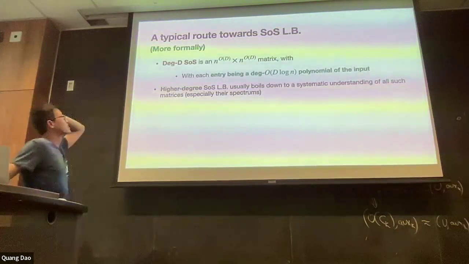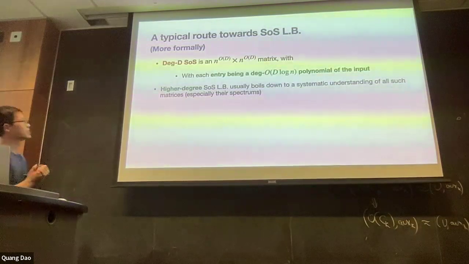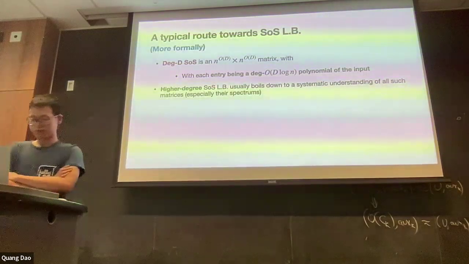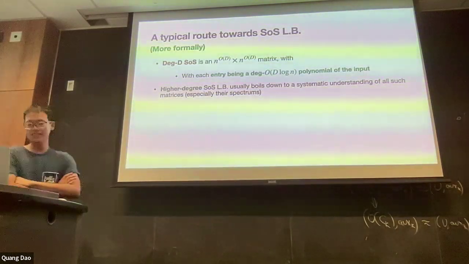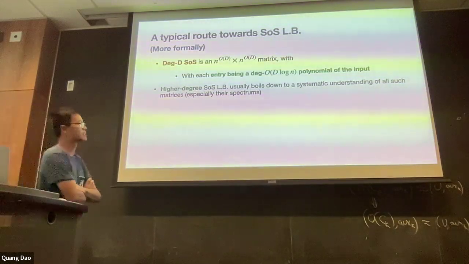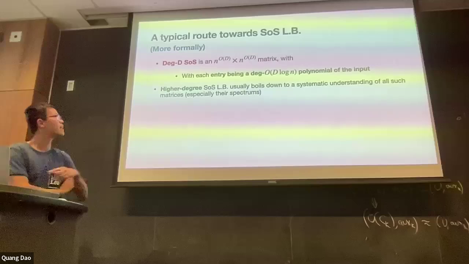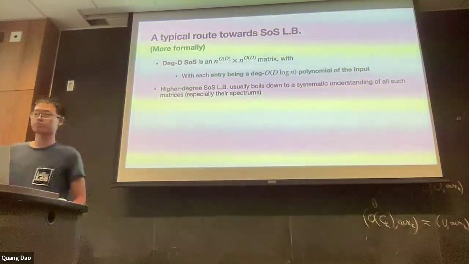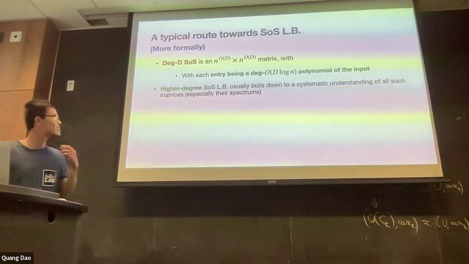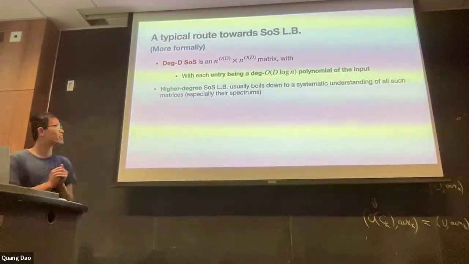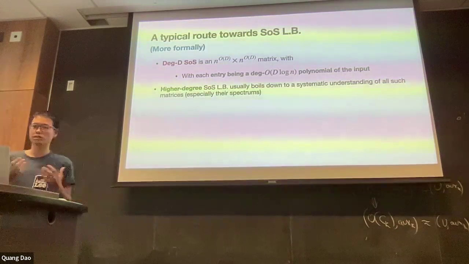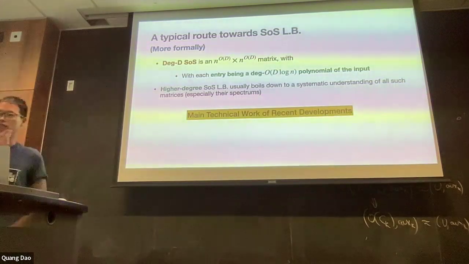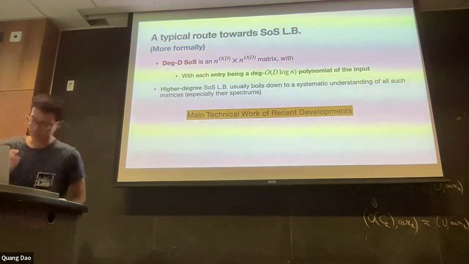As we mentioned, morally speaking, you can think of degree d sum of squares, in the average case setting, as a matrix with polynomial function entries. High degree sum of squares usually comes down to a systematic understanding of all such matrices, whose entries are polynomial functions of the input. When we look at these matrices, the quantity that's most interesting to us is usually their spectrum, or spectral norm per se. This is also the main focus of several works in recent developments.